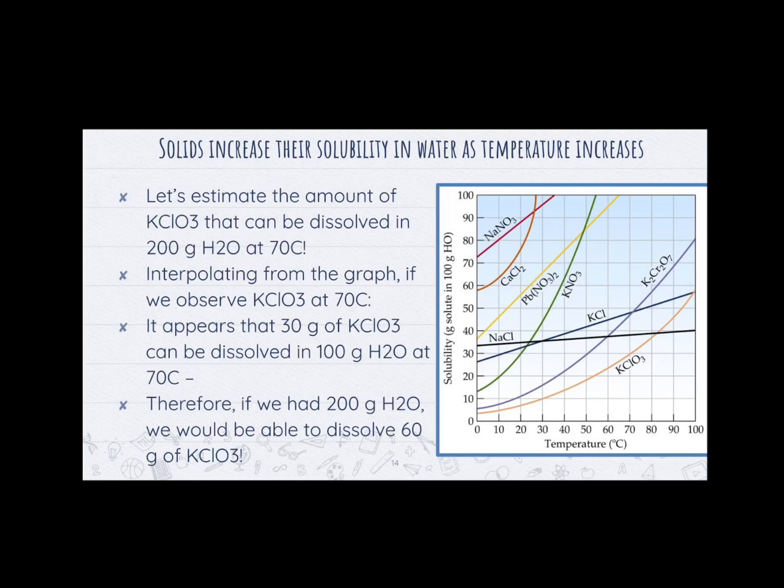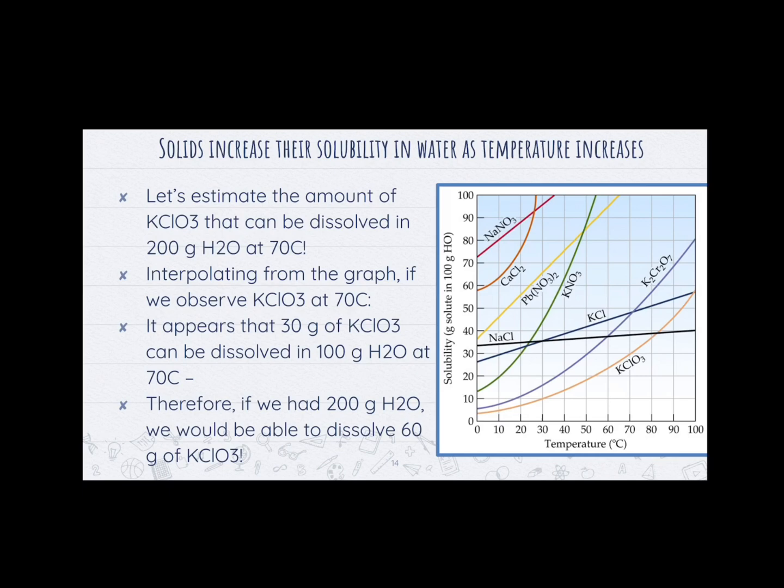So let's estimate the amount of KClO3, which is this kind of pinkish orange line to the right, that can be dissolved in 200 grams of H2O at 70 degrees Celsius. So if you look at this chart on the y-axis, it says solubility, grams solute in 100 grams of water. The bottom is temperature. So if we're looking at 70 degrees, we just need to go up to where it says 30.